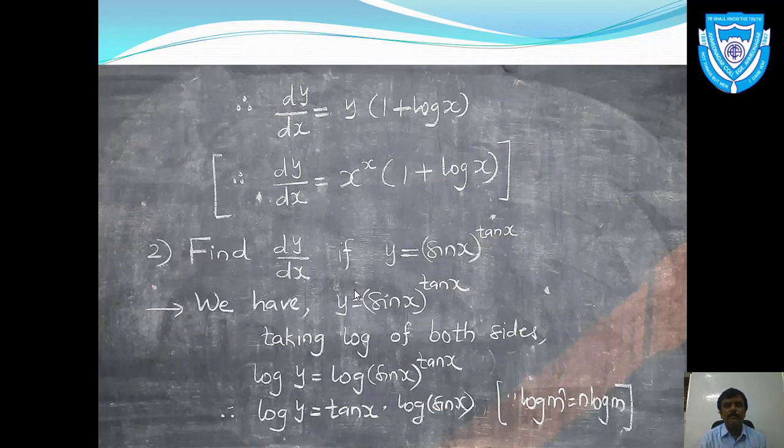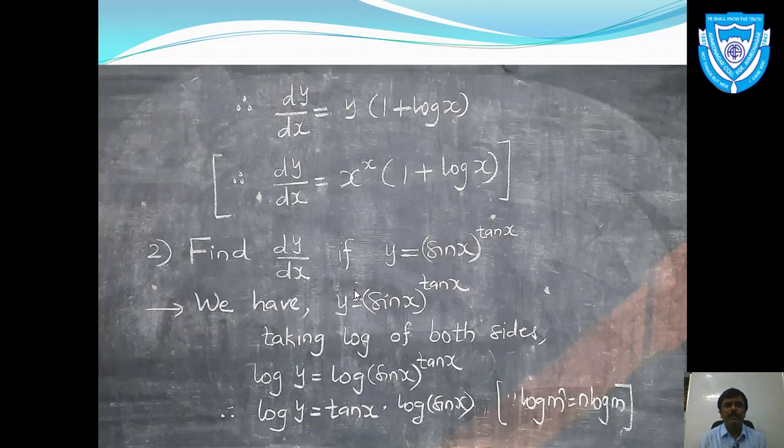So in the last step you can observe that we have got log y is equals to tan x into log of sin x. Of course I have written, you can see that in square bracket we have written the property that we have used over here. What the property is, that is log of m raised to n is equals to n log m. We have used this property and simplified the given function.